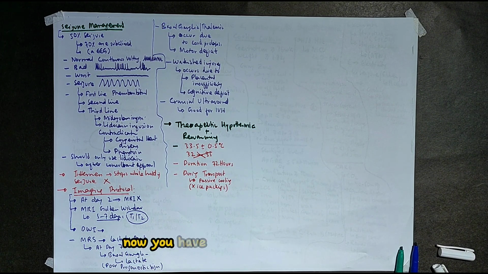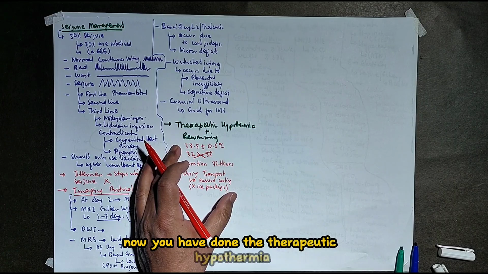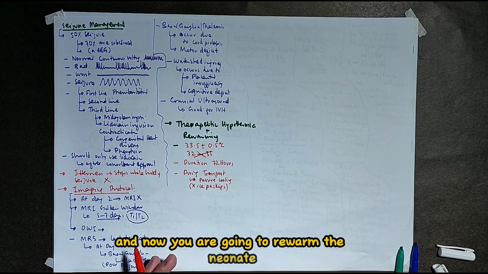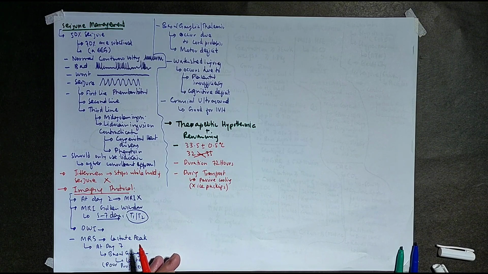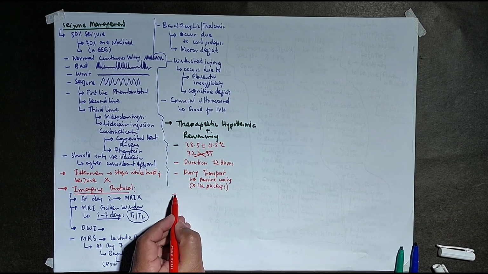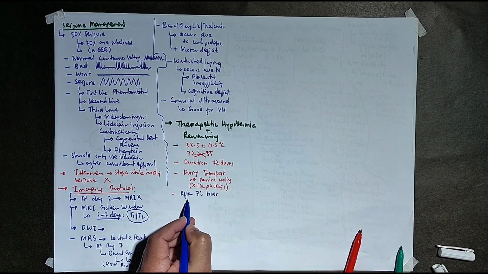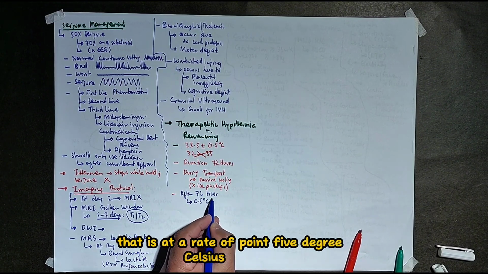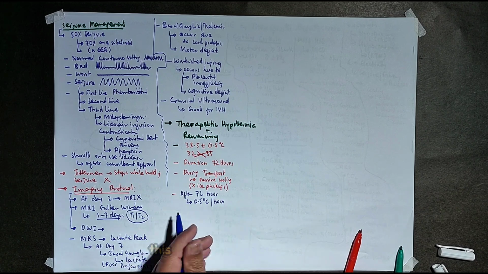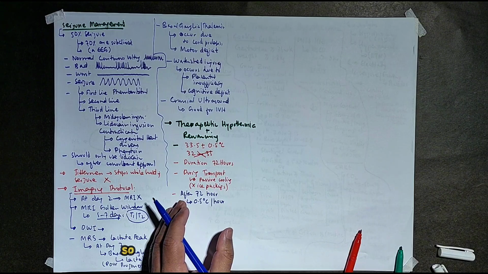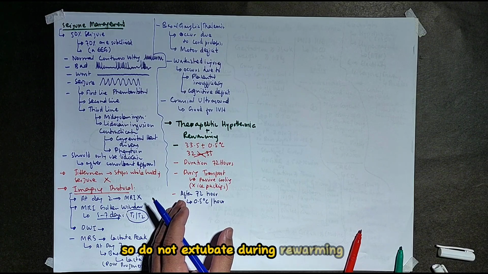Now you have done the therapeutic hypothermia, and now you are going to rewarm the neonate. How should you start rewarming? After 72 hours, we start rewarming slowly, that is, at a rate of 0.5 degrees Celsius per hour. This is the highest risk time for rebound seizures and apnea. So, do not extubate during rewarming.